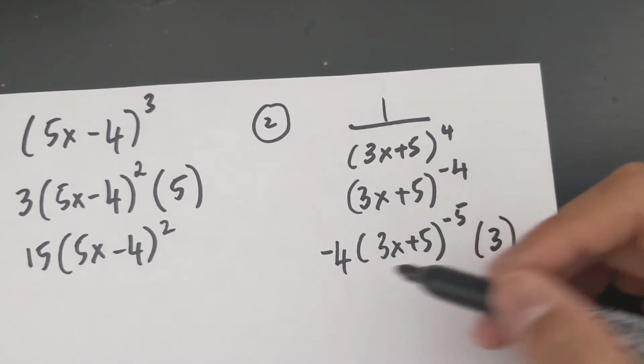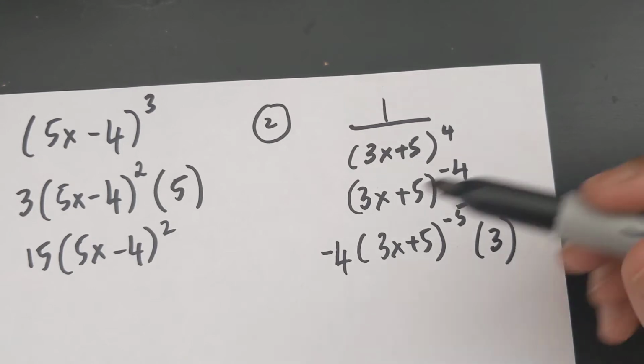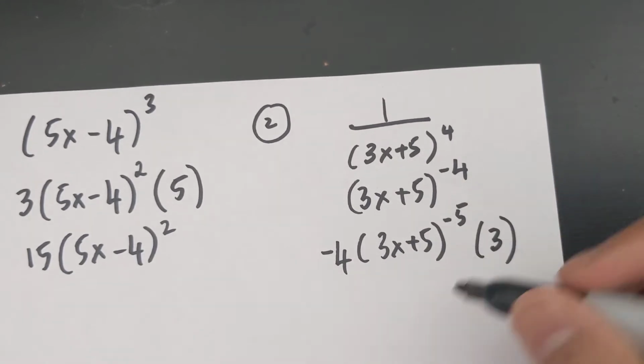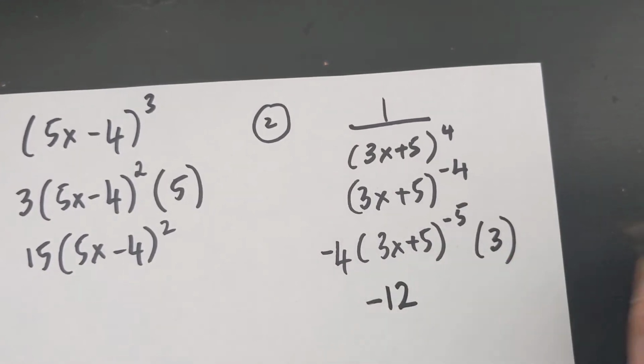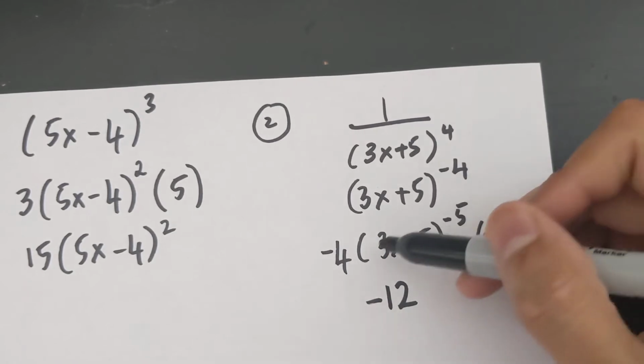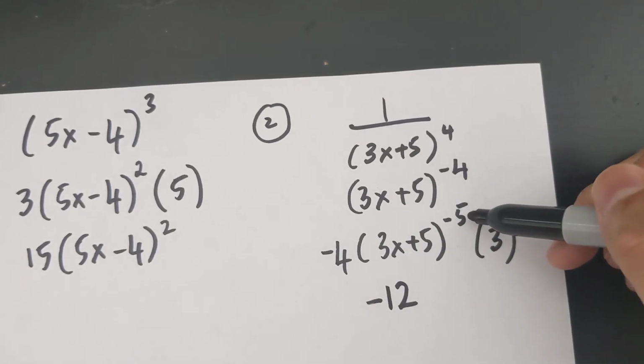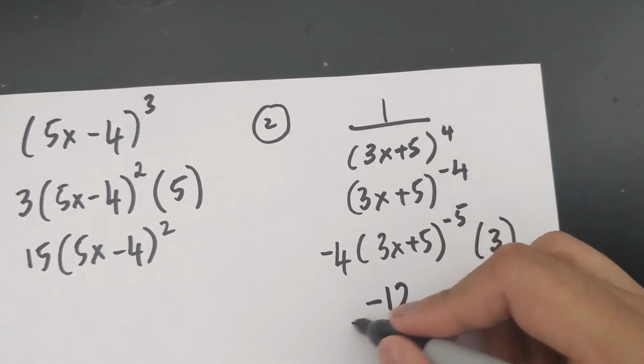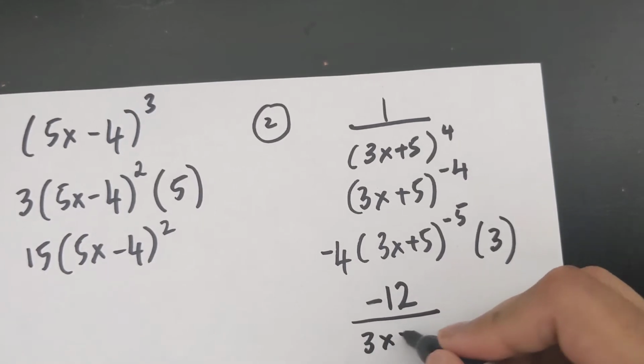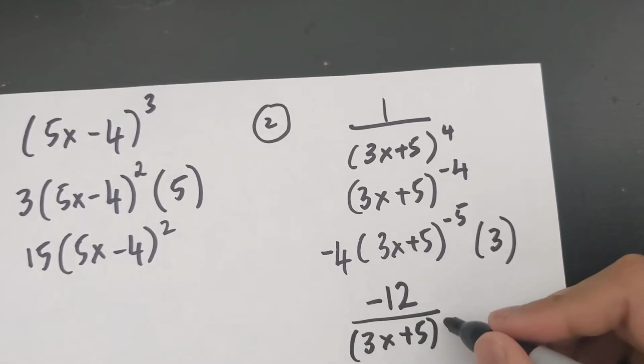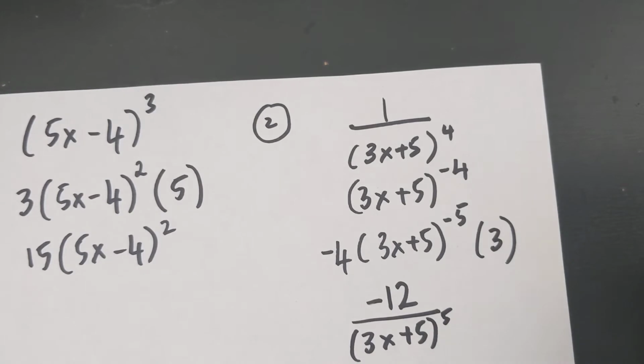Now I just want to simplify this. There's two simplifications we can do. The first one is negative 4 times 3, which is negative 12. The second simplification: I'm not allowed to have a negative exponent in my bracket, so I'm going to move this back to the bottom. It becomes 3x plus 5 to the power of positive 5.